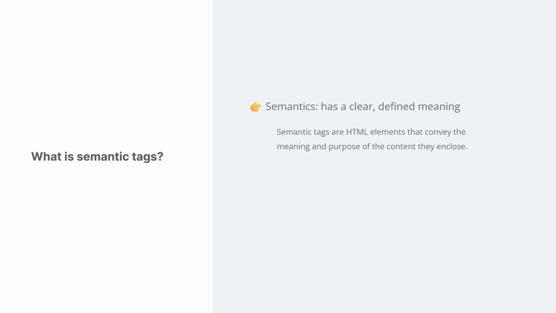Unlike non-semantic tags like div and span, which only define generic blocks or inline elements, semantic tags provide clear, human-readable descriptions of their role in a web page, making it easier for browsers, search engines, and screen readers to interpret the content. They help enhance accessibility, search engine optimization, aka SEO, which we will learn in the future, and overall content organization.